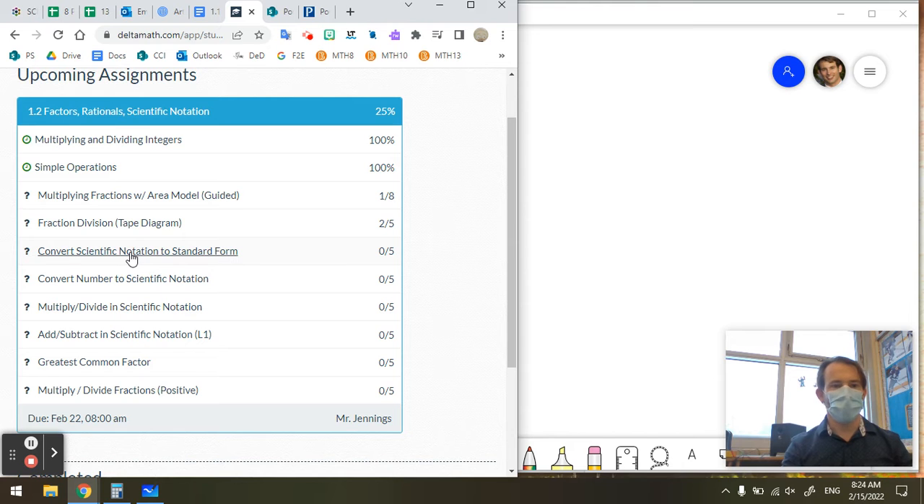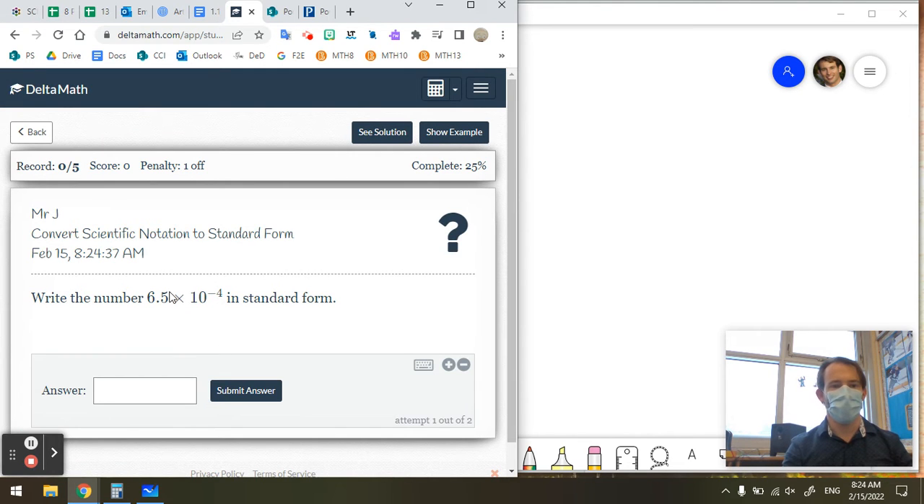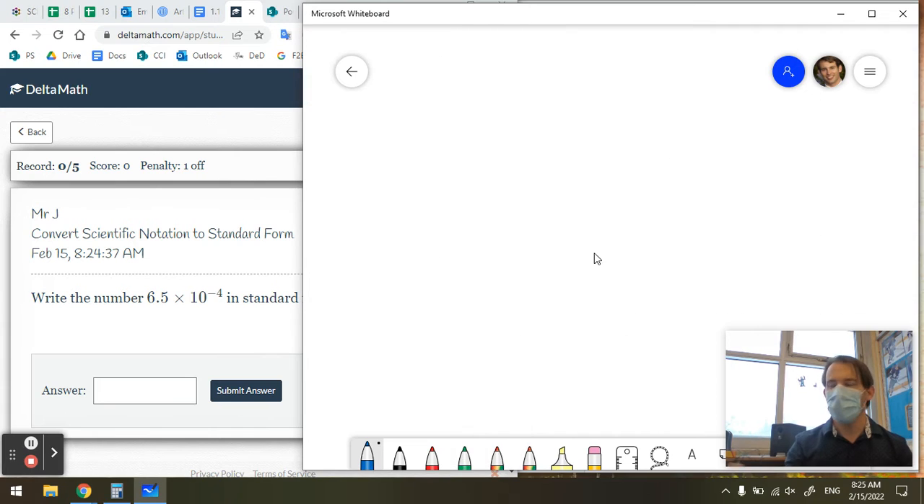All right. Next, we're going to be converting scientific notation to standard form. Write this number, 6.5 times 10 to the negative 4, in standard form. As many of you discovered a couple days ago, or already know, when we have negative exponents in our scientific notation, that means we're moving the decimal place to the left to make a very small number. So here, if I move the decimal place left, 1, 2, 3, 4, oh, maybe I'm having trouble visualizing this. So I want to also do my delta math with some paper nearby so that I can do things like write down the question.